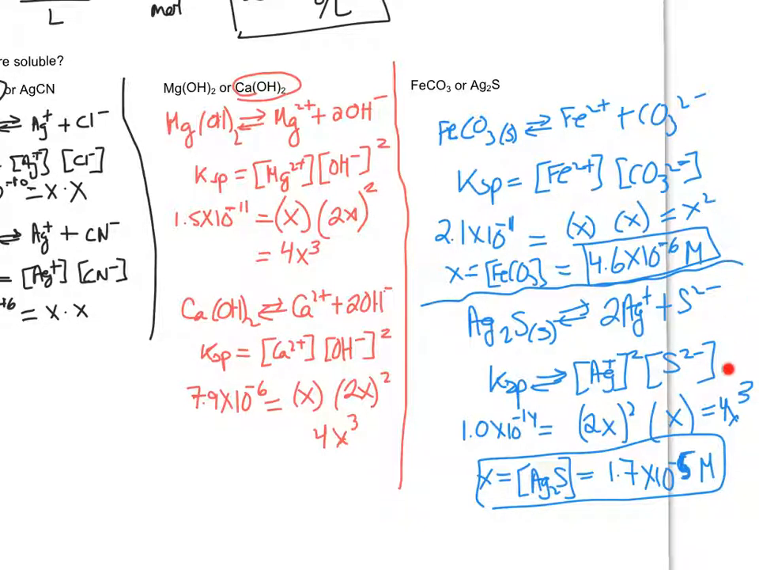And you can see that I can dissolve a little bit more of the Ag2S than I could of the FeCO3, even though this Ksp is smaller than this Ksp. So you can only compare the Ksp directly if they're all the same ratio. But since this is a 1-to-1-to-1 and this is a 1-to-2-to-1, those are not the same ratio, so you actually have to do the math and figure out what X is. So in this case, it looks like my Ag2S is slightly more soluble.